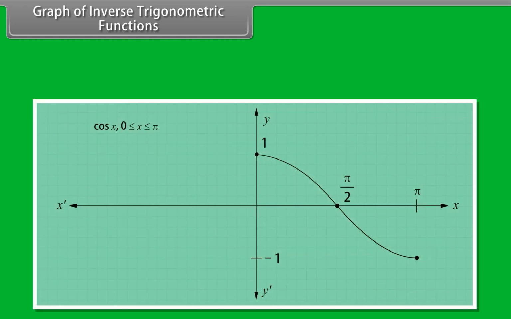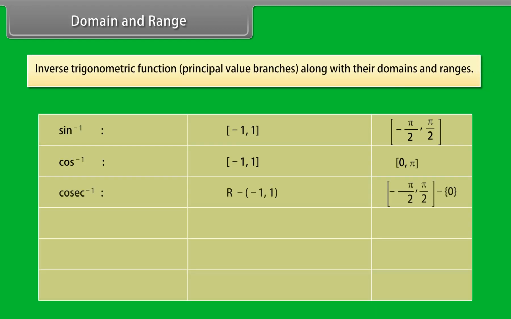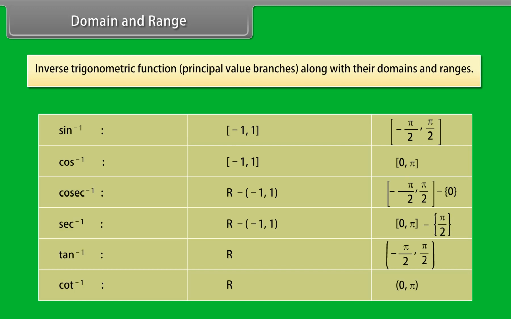The derivations of the graphs of arc cos x and arc tan x are similar to that of arc sine x. In both instances, intervals must be restricted. For arc cos x, we use the 0 to π piece. On this restricted domain, arc cos x or cos inverse x exists. Domain and range. Look at this table now. It gives the inverse trigonometric function principal value branches along with their domains and ranges.